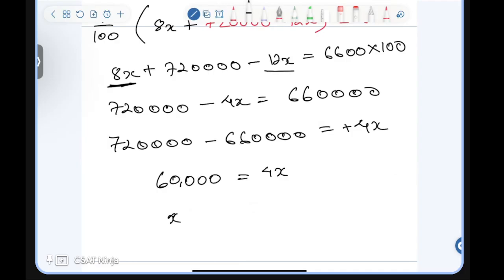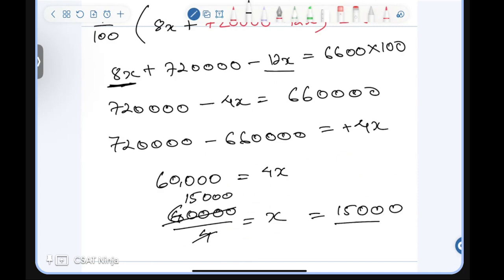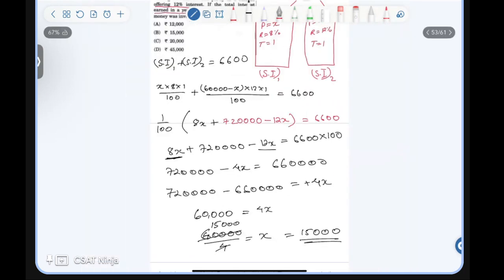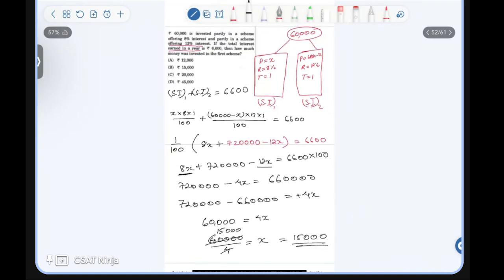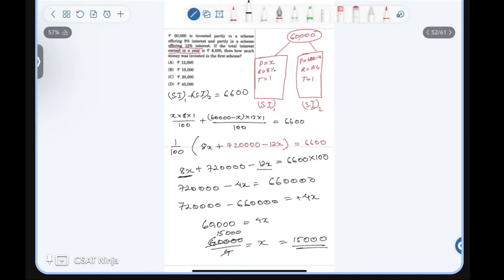So x equals 60,000 divided by 4. 4 ones are 4, 4 5s are 20, and then the zeros. So our x value is nothing but 15,000. Are you guys following this? It was somewhat of a lengthy question, but it's a good question to try.